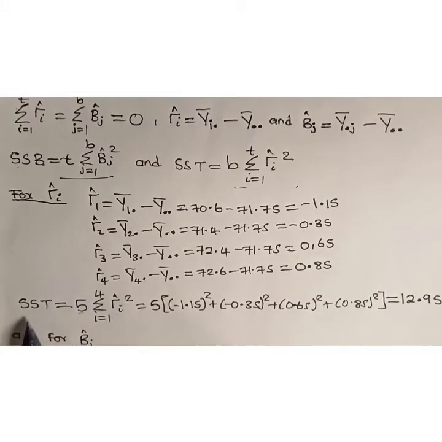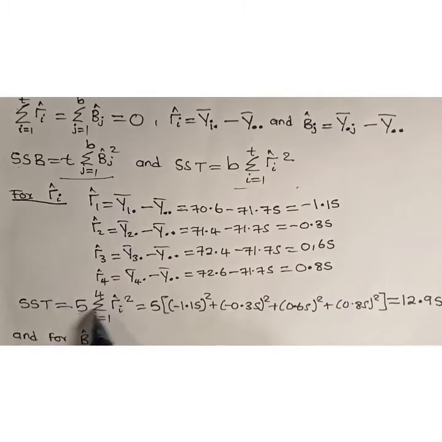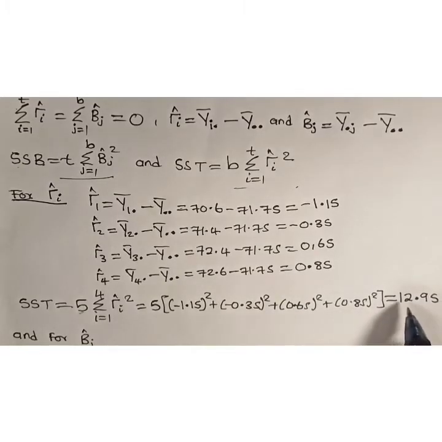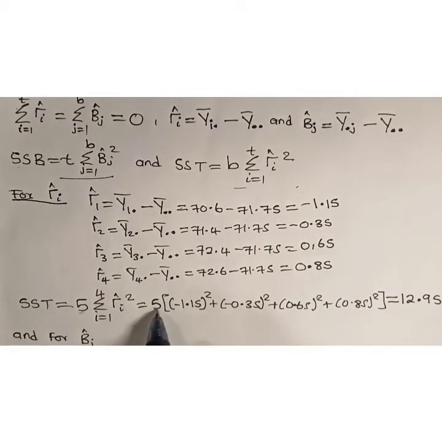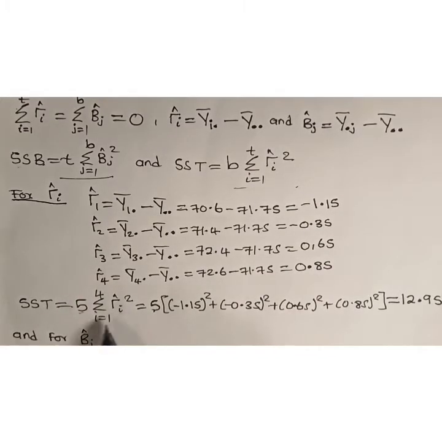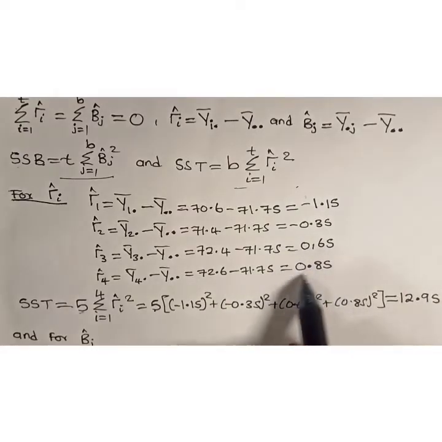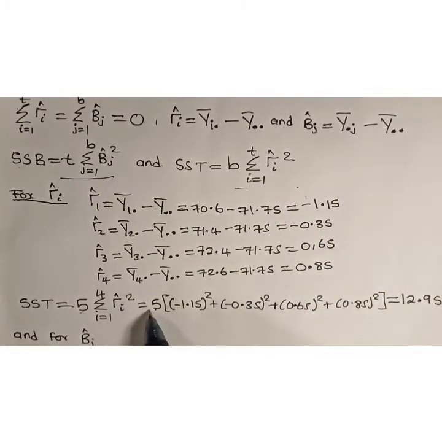So our SST is given by 5, the number of blocks, multiplied by the summation from i equals 1 to the number of treatments, which is 4, of tau i hat squared, which will be given by 12.95. You square each of these values, add them up, and multiply by 5, and you'll get your SST.